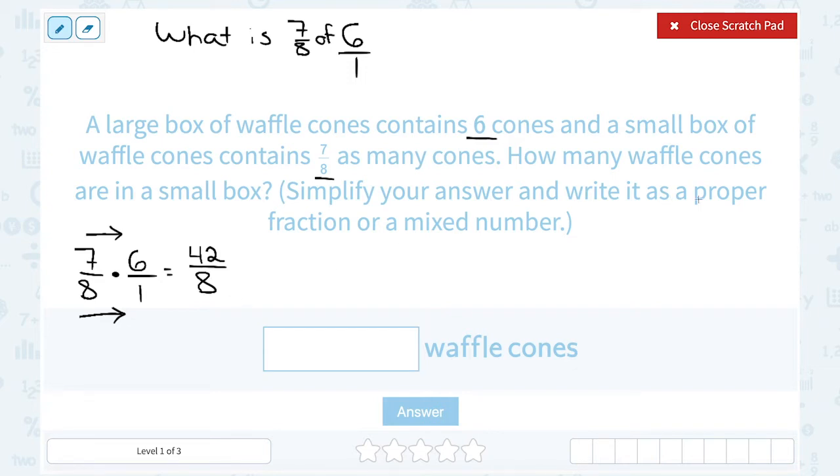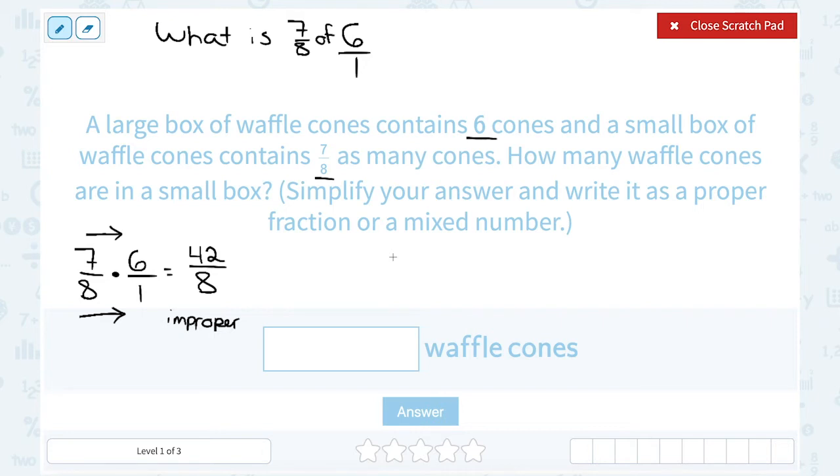And notice they said write it as a proper fraction or a mixed number. Right now, 42 over 8 is an improper fraction, okay? And what that means is that the top number is bigger than the bottom number, or in other words, the numerator is bigger than the denominator. So if I want to turn that into a mixed number, one thing I can do is divide it and say 42 divided by 8.